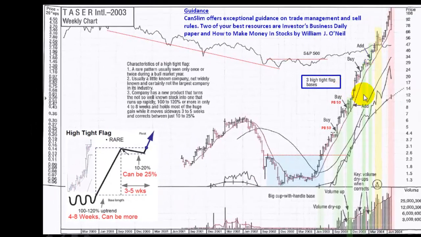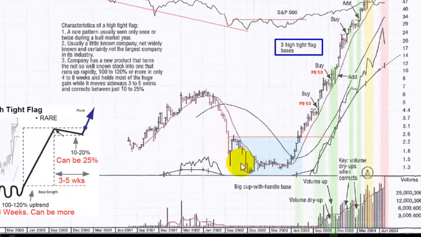This is Taser back in 2003. It increased over 2,000% in 39 weeks. They're calling this a cup with handle. I'm not really seeing it. I do see some resistance. It breaks above. You could have purchased here as it broke out.